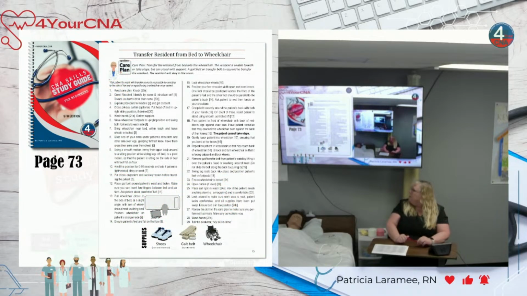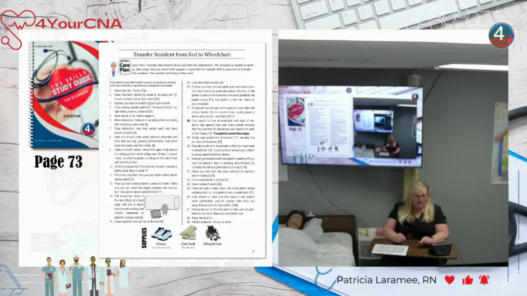If you look at top page 73, you can see the care plan. The care plan tells us the patient will be lying in bed for this skill. We're going to transfer the patient out of bed and into the wheelchair using a gait belt or transfer belt. After the transfer, they will remain in the room.